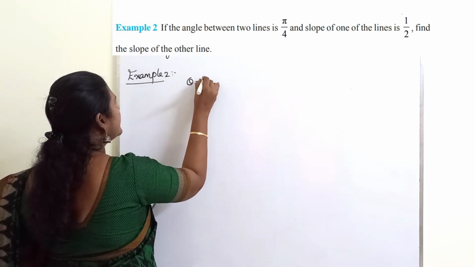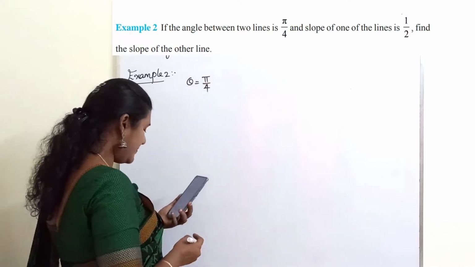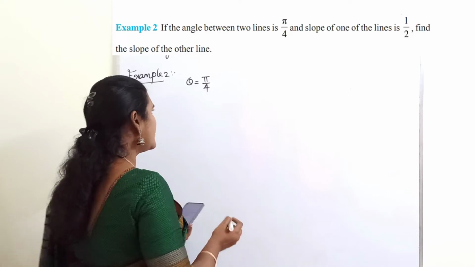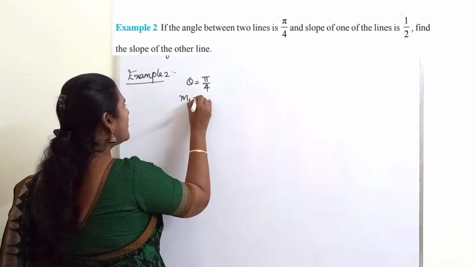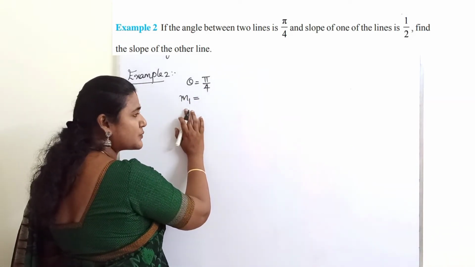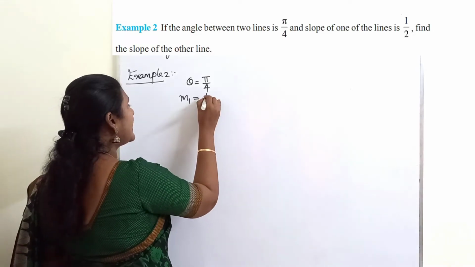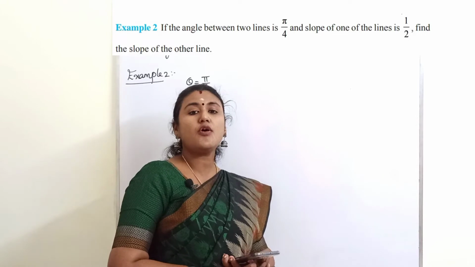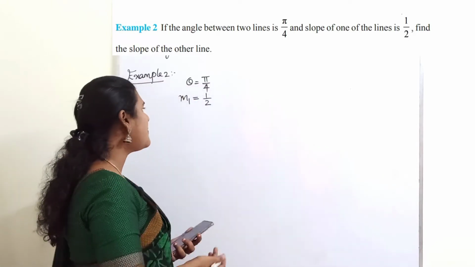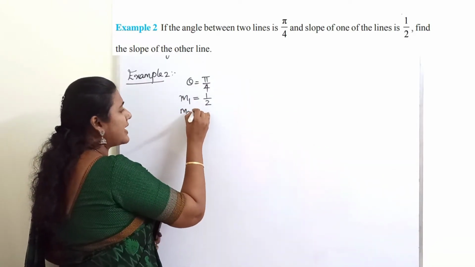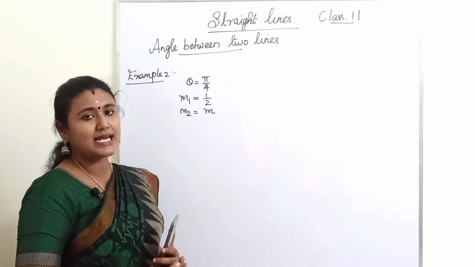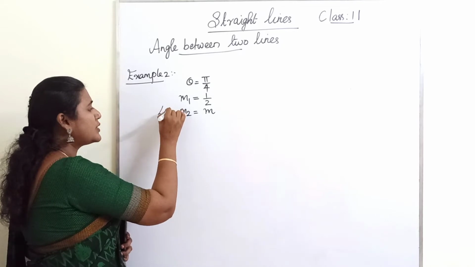So theta is given as pi by 4. And the slope of one of the lines is 1 by 2. So we will take the slope of the first line and denote it as m1. The slope of the first line is given as 1 by 2. Find the slope of the other line. So we have to find the slope of the second line. We will take the slope of the second line as m. Let m2 be equal to m.